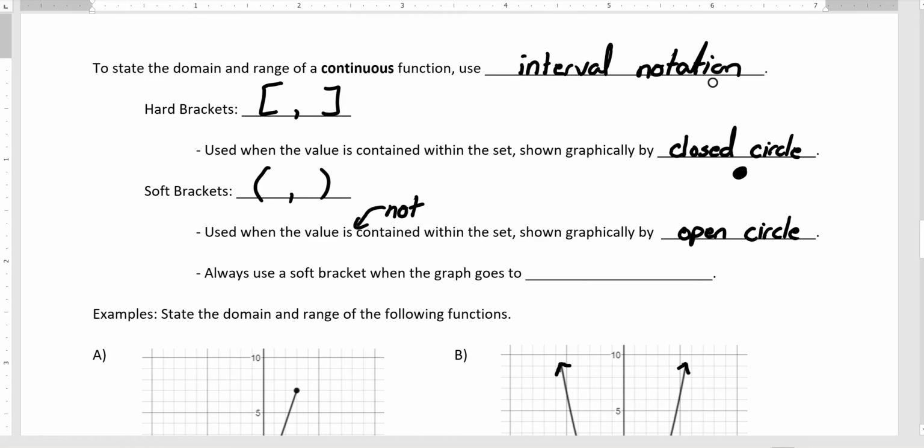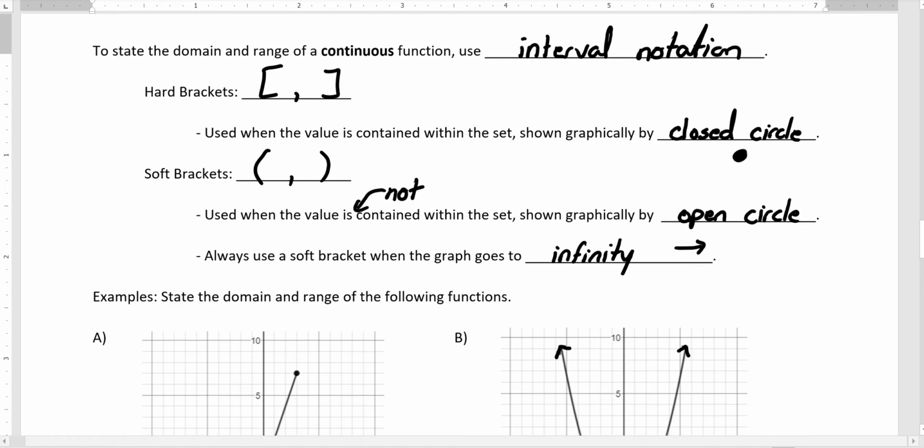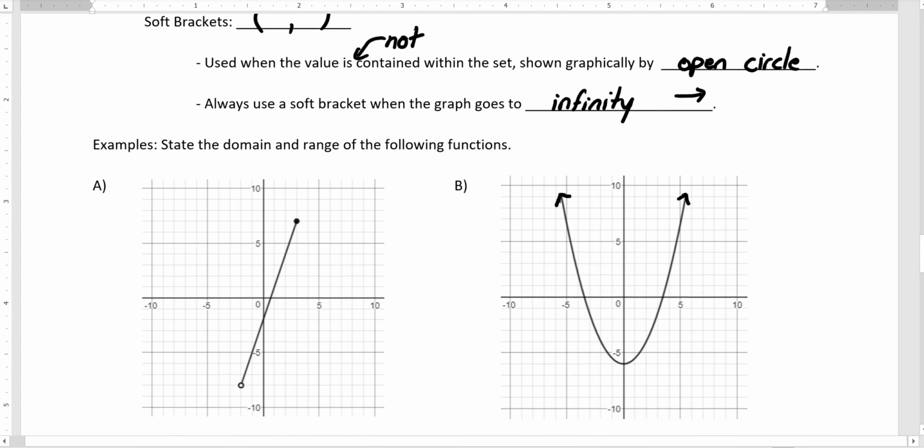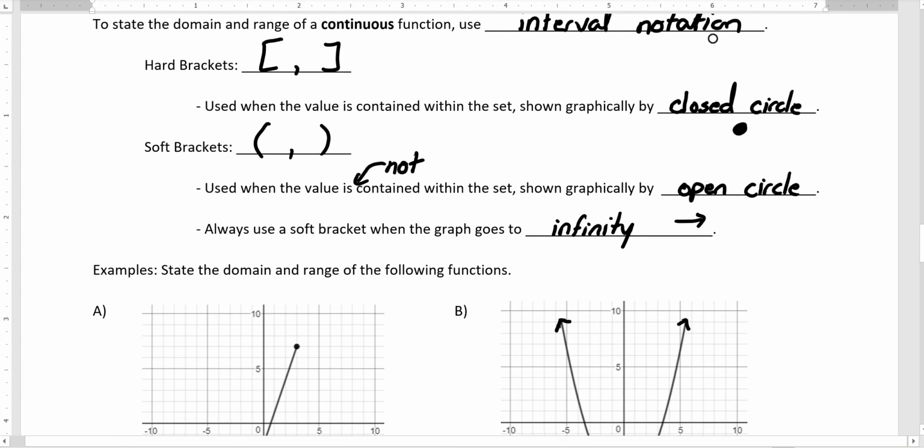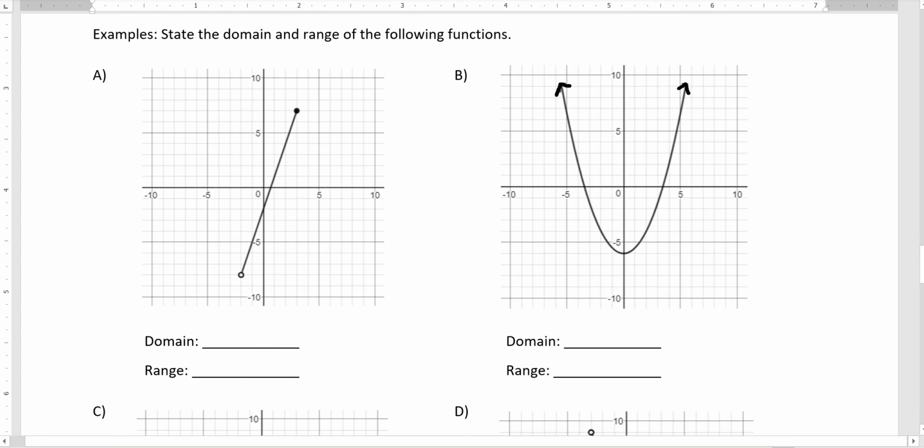So we'll also always use a soft bracket, of course, if the graph goes to infinity. And that'll normally be the case if on the graph we see arrows. That'll be telling us that it continues all the way to infinity. That's not something to assume. All of these should either have a closed circle, an open circle, or an arrow on the end. So with that being said, let's look at letter A here.